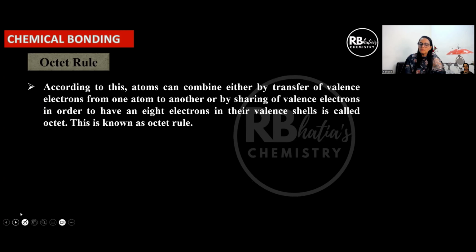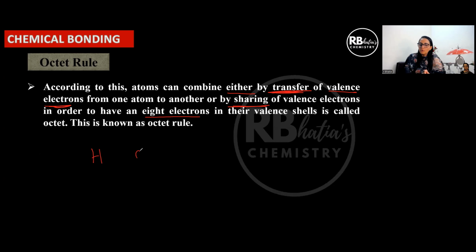What is the octet rule? According to the octet rule, octet means 8. Atoms can combine either by transfer, very important, transfer of valence electrons from one atom to another, or by mutual sharing of valence electrons in order to have 8 electrons in the valence shell.